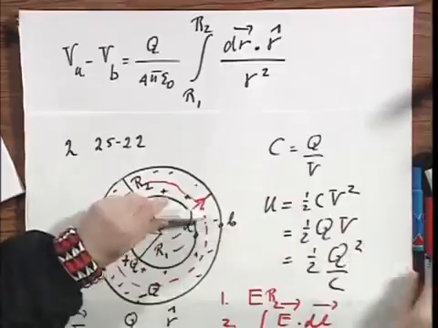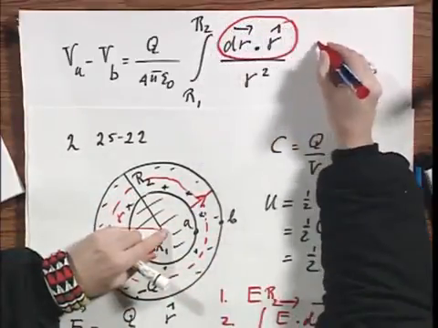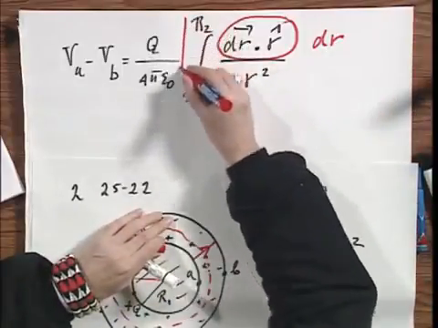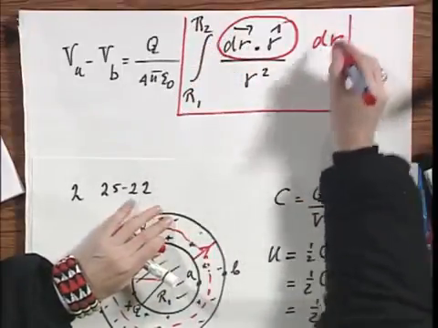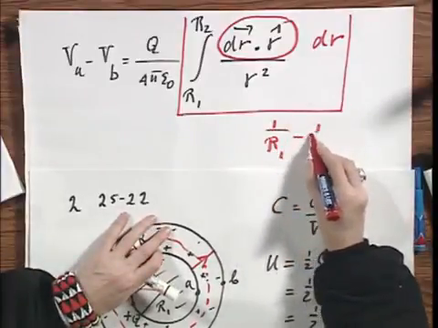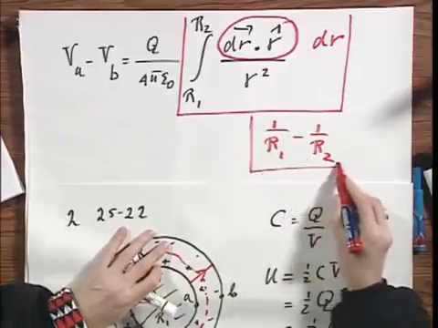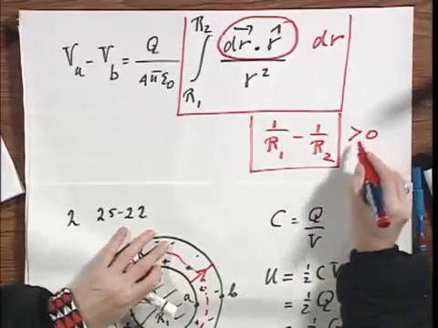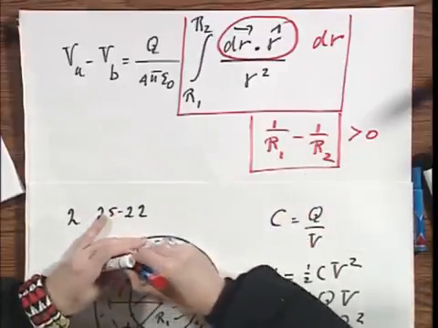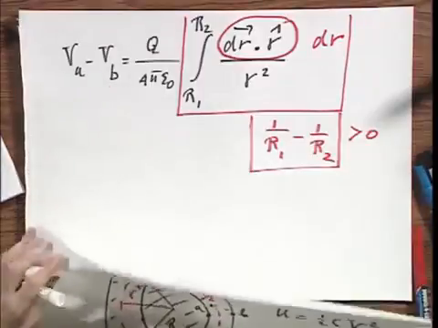And as we discussed last time, the dot product between two vectors is a scalar. This scalar is nothing but dr, and this integral then becomes a very easy one. It is 1 over R1 minus 1 over R2, and this is larger than 0 for the simple reason that R1 is smaller than R2. So VA is larger than VB.